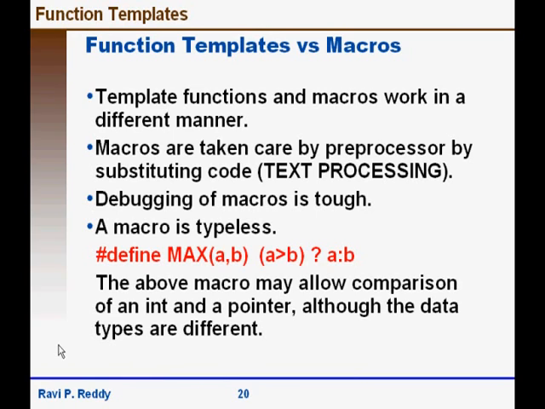Let's look at how function templates compare against macros. Template functions and macros work in very different manners. Macros are taken care of by text substitution or text pre-processing, so debugging of macros is tough. A macro is essentially typeless. For example, if we define a macro for max of A and B, the macro may allow comparison of different types of data. There is no way to ensure that A and B are of the same type.